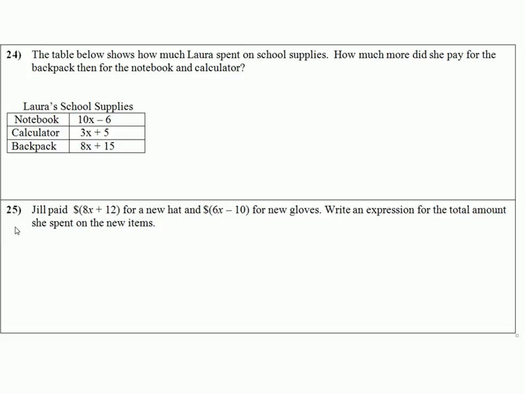Here we go. I'm going to read it out loud, and I'm going to highlight some key words. The table below shows how much Laura spent on school supplies. How much more did she pay for the backpack than for the notebook and the calculator? Alright, so here we are comparing how much more for this than that. So I have the backpack, and then I have these two kind of together.